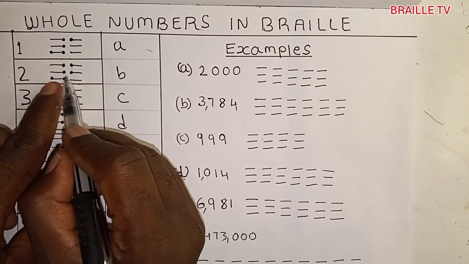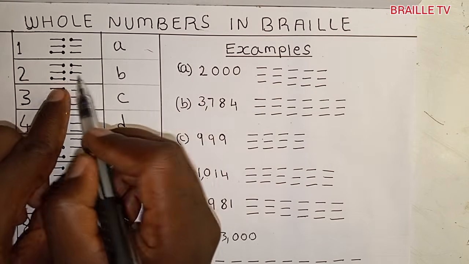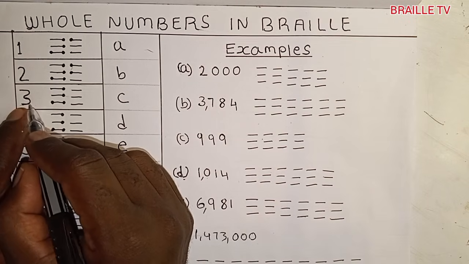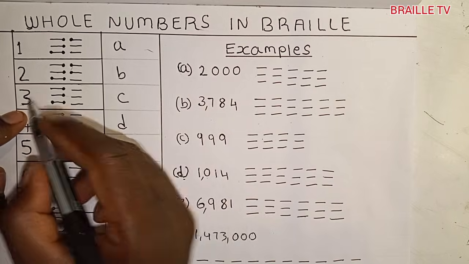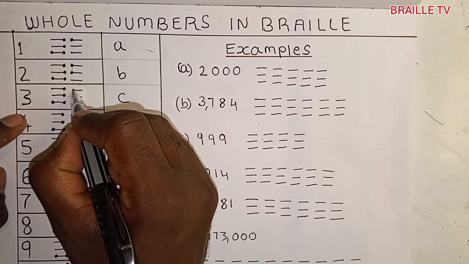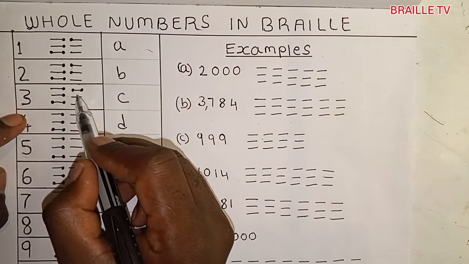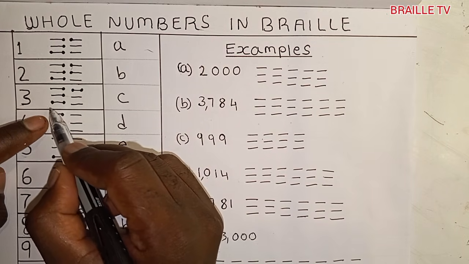Unaandika numeral sign, unaandika B direct. Do not put a space. 3 inaandikwa hivi kwa print, okay? In the normal print. When it comes to Braille, it is C. I told you Braille ni C. But for it to be 3, you must put this numeral sign.